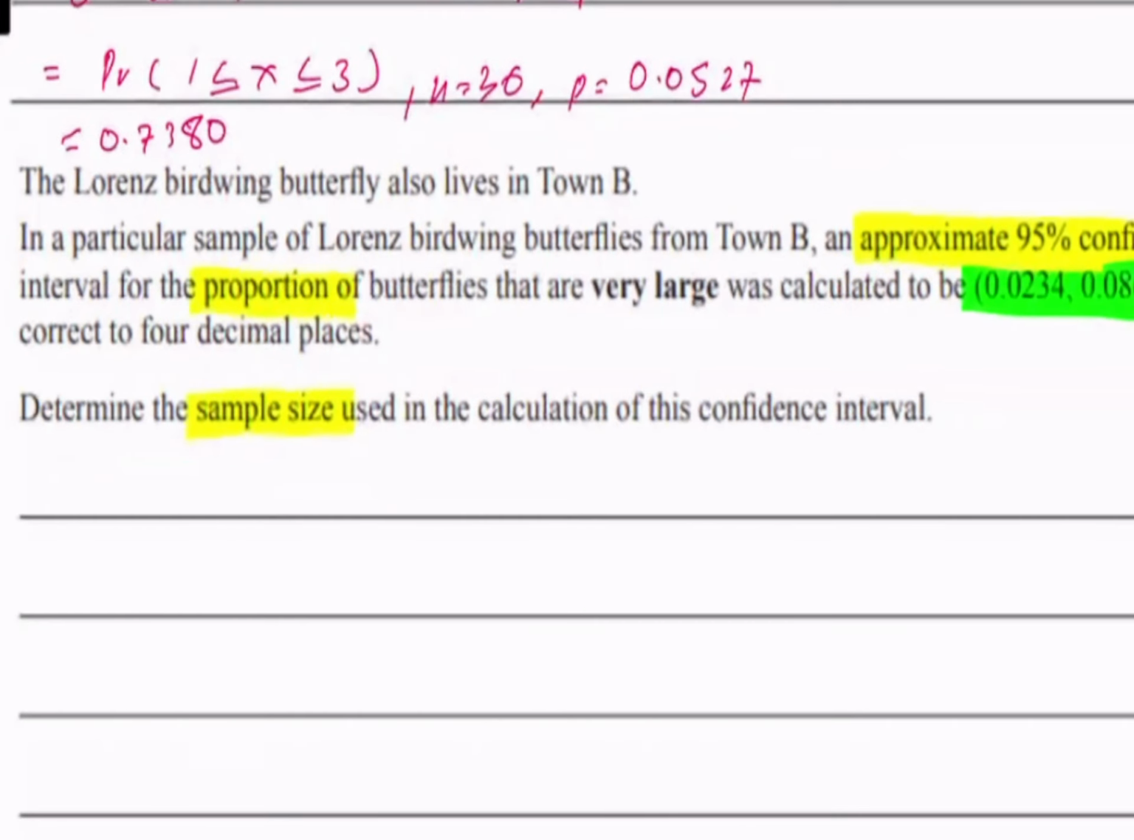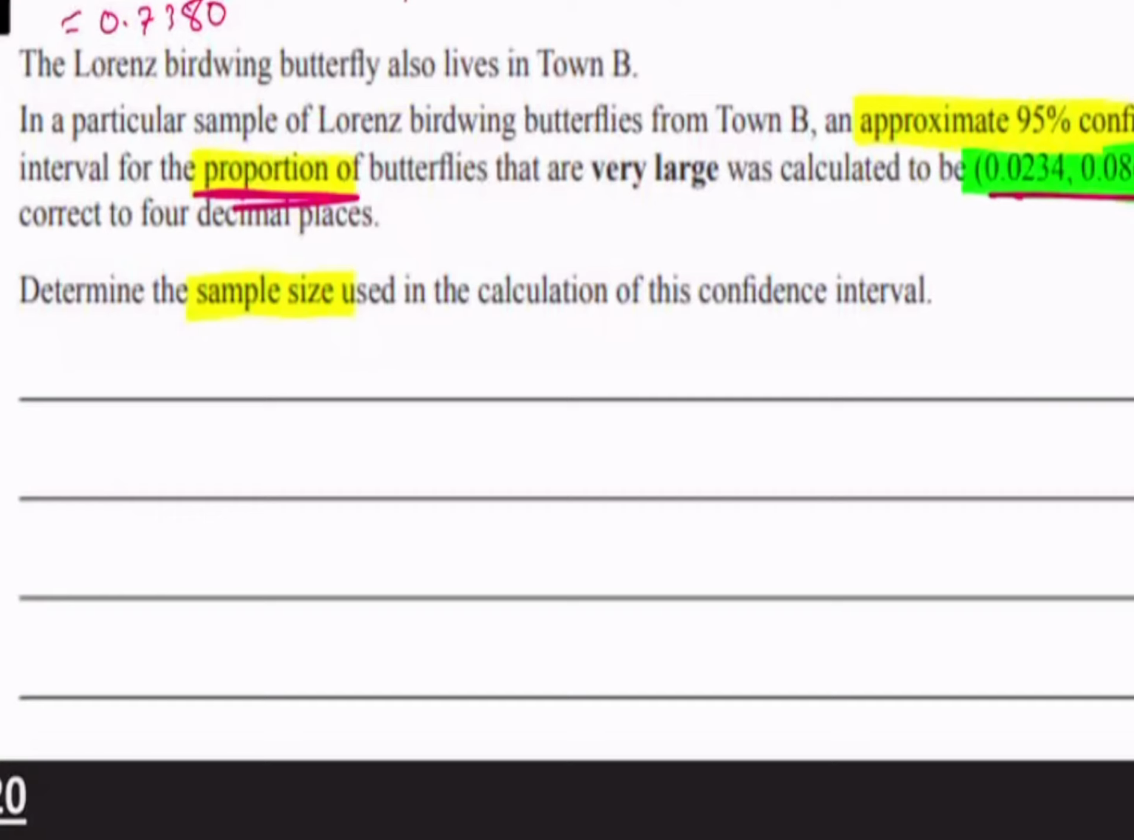So we have a 95% confidence interval for the proportion. So we're still in sampling, and it's calculated to be this. Find the sample size. To find the sample size, it's best to find the p-value first. And we know the p-value is the middle value of these two numbers. So just add them together and divide by 2, and you should get 0.055.